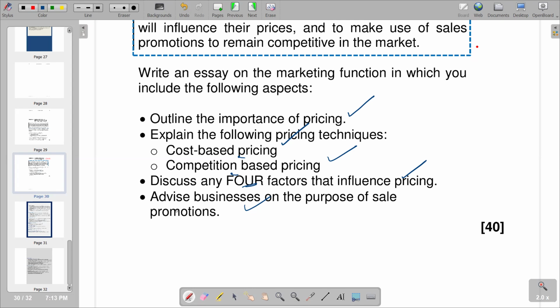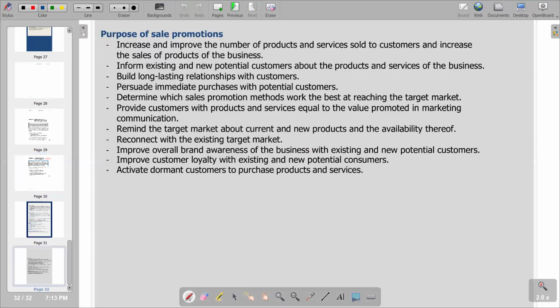So the question is saying advise businesses on the purpose of sale promotions. So we have highlighted the basic essence behind these sale promotions, that we want to increase our sales revenue as the business. Our sales should go up when we do those sale promotions. So the purpose of sale promotions now, according to the notes that we have, according to this video, we can just try to refer there and see what we have. On the purpose of sale promotions, the first point is saying increase and improve the number of products and services sold to customers. That's the first one, which is exactly as we are trying to explain.